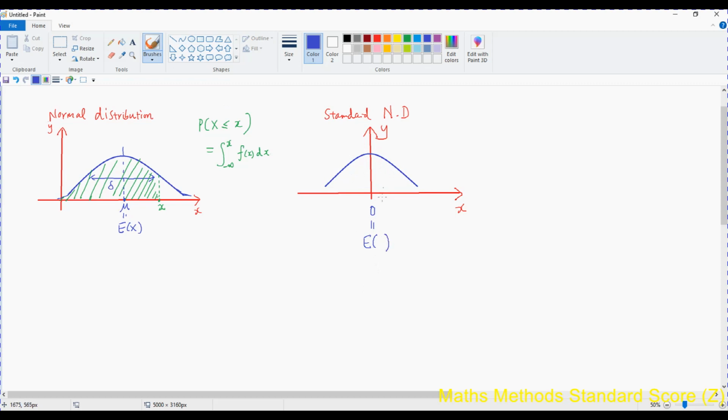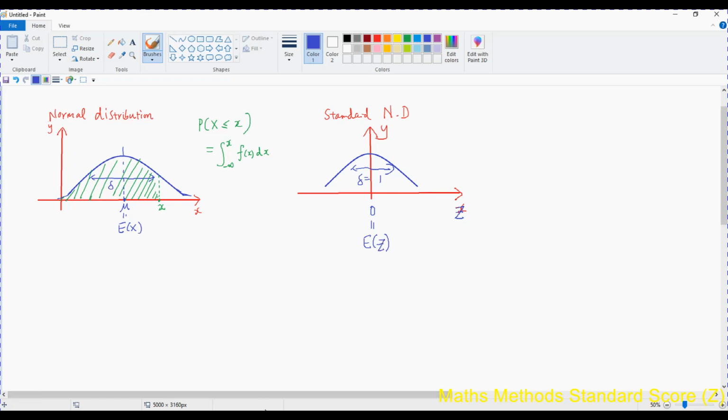And the standard deviation is 1. So that's the standard normal distribution. For the standard normal distribution, sometimes we change the random variable, not using x, but using z. So we're using z instead of x.